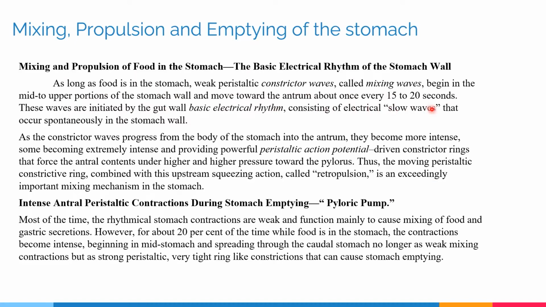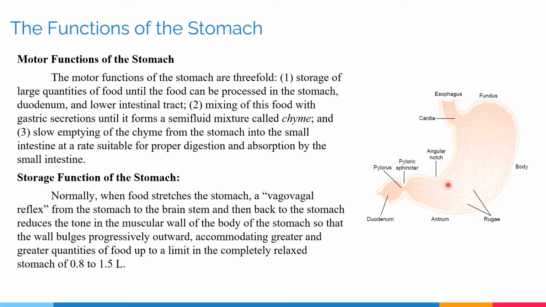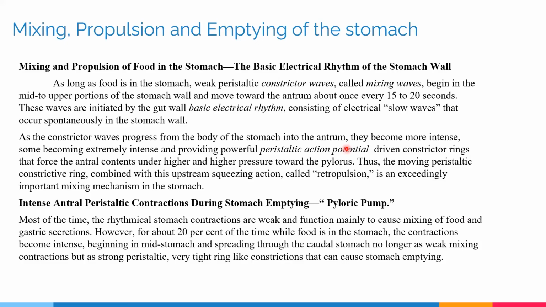The antrum is the angular bend that is present in the lower stomach. That is shown right here in this picture. This is the angular notch and this portion is known as the antrum. These waves, the mixing waves, are initiated by the gut wall basic electrical rhythm, consisting, as I said, of the electrical slow waves that occur spontaneously in the stomach wall.